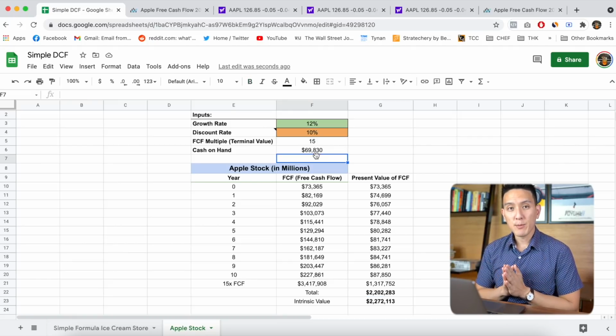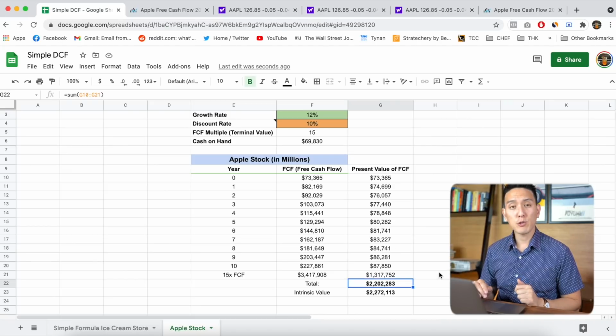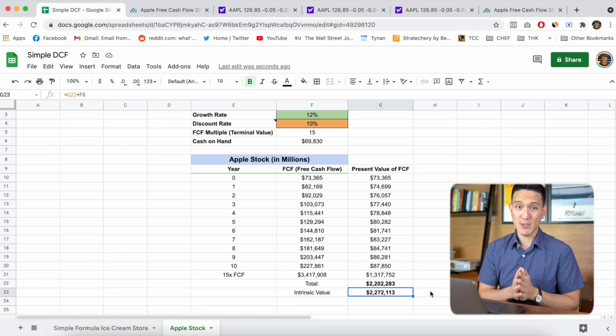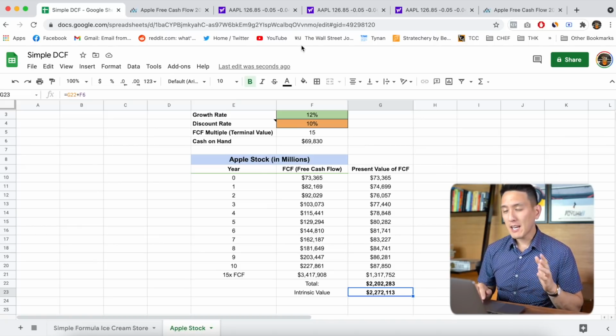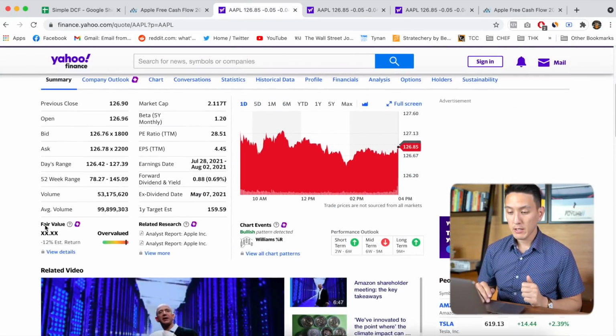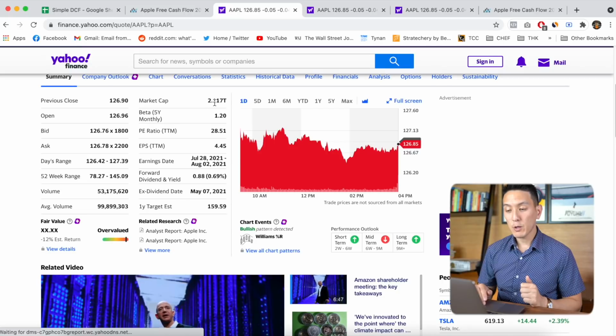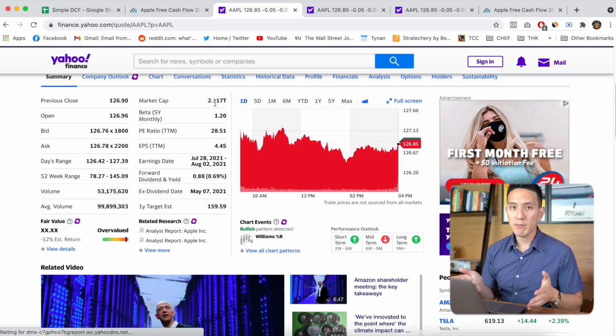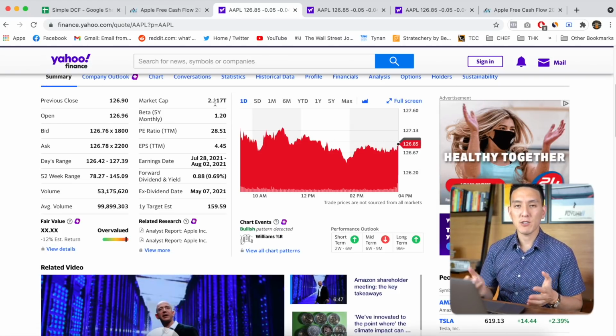After plugging in all the numbers onto our spreadsheet, you can see that the intrinsic value of Apple to us today is $2.2 trillion. But we need to add back their cash, and after adding back their cash, their total intrinsic value with the cash on hand is 2,272,113, and these are in millions, guys. So that's $2.272 trillion. Now, if we go back to Yahoo Finance, we can see Apple's market cap. If we go to the summary, their market cap is $2.117 trillion. That means Apple is trading below the intrinsic value at the moment, based on our assumptions of growth and our expectation of a 10% return.